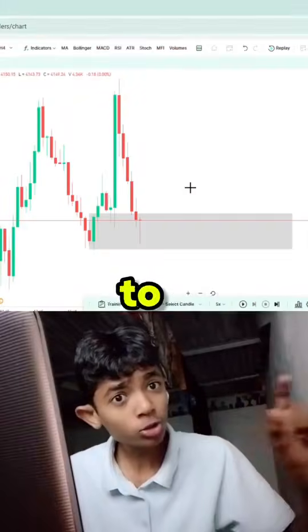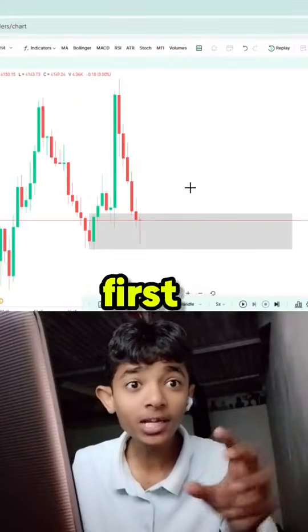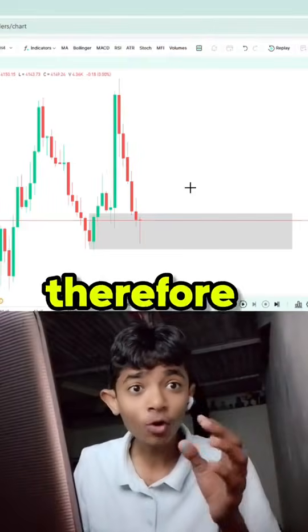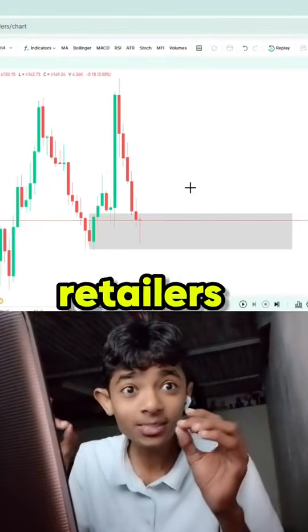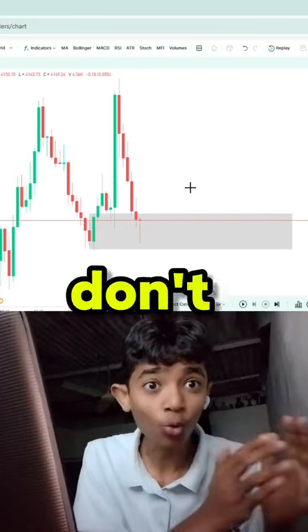Now, moving directly to the solution is useless. We have to first understand what's the problem. Therefore, our first point is how retailers mark supply and demand zones and why it doesn't work.